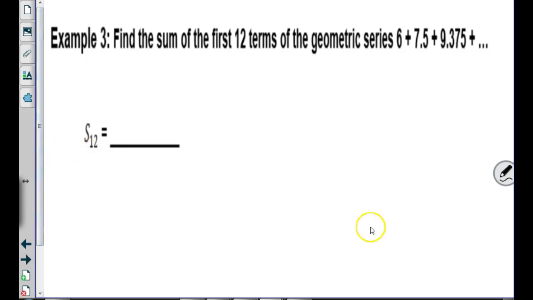All right, so let's find the sum of the first 12 terms. First of all, we have to figure out what R is, and it should be dividing any term by the previous term. We should get the same R value. Let's see if that works. 7.5 divided by 6 is 1.25. 9.375 divided by 7.5 is also 1.25. So we can either use 1.25 or 5/4 because they're equivalent.